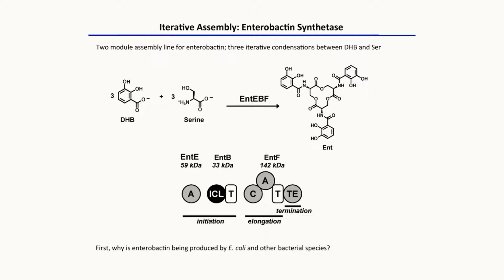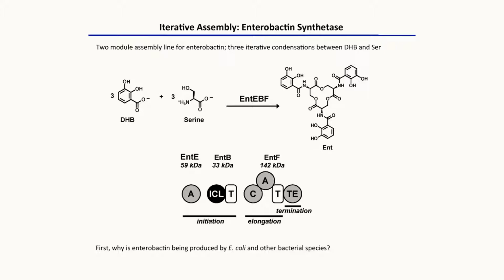And there is a two-module assembly line responsible for the synthesis of this natural product. And that assembly line is shown here. So we see that there's three proteins, EntE, EntB, and EntF. We have an initiation module, elongation module, and this TE domain for termination. So overall, three separate proteins, two modules, and seven domains. So this NRPS is quite small. And this is an example of a nonribosomal peptide that's produced by E. coli. So E. coli make this molecule as well as some other gram-negative bacteria here.